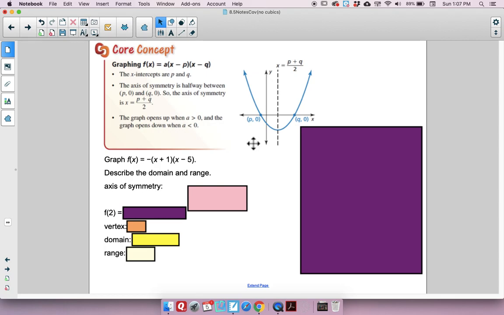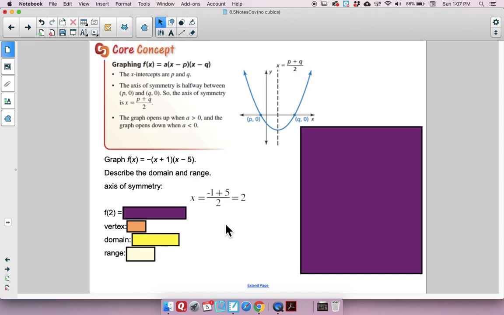Okay, so let's graph f of x equals negative x plus 1, x minus 5. Just from looking at that, you can see what your x-intercepts are. And if you know what p and q are, then can't we figure out what the axis of symmetry is? So axis of symmetry, what's p and q? Negative 1 and 5. What's negative 1 plus 5 divided by 2? It's equal to 2, because that gets us 4, right? Okay, so that tells us what our axis of symmetry is.